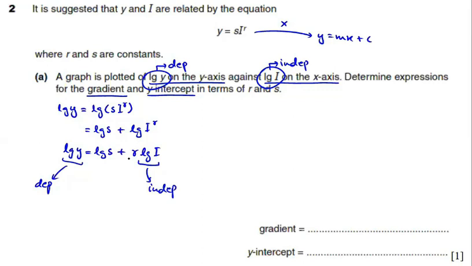Now, in this term, the constant part, r, by which the independent variable is being multiplied, is the gradient. And the other term on this side of the equation, that adds to the term that contains log of I, the independent variable, is the expression for y-intercept. So, the gradient of the log of y versus log of I graph is r, and the y-intercept is log of s, right?